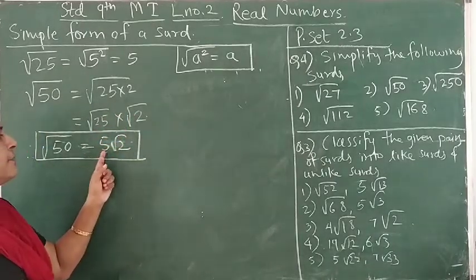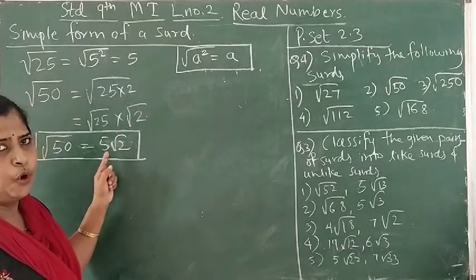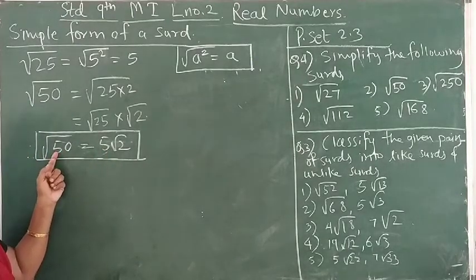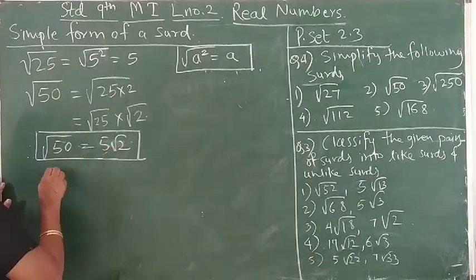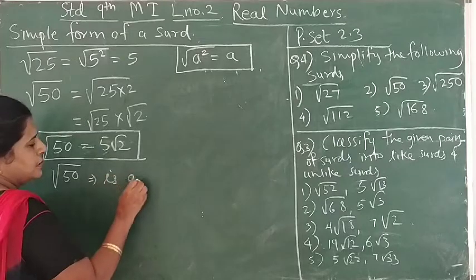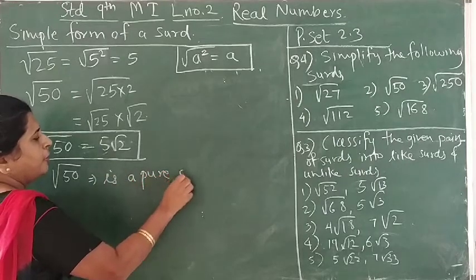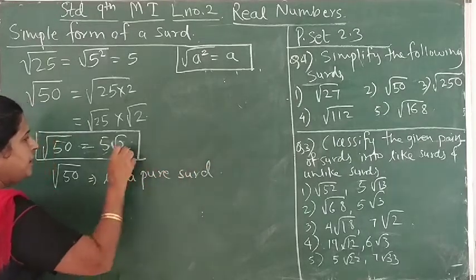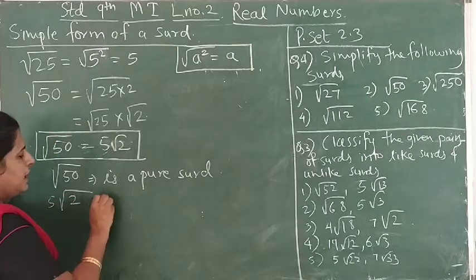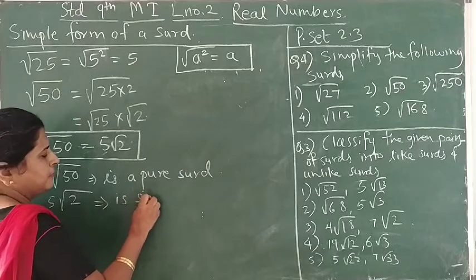Now this is the simplest form of the surd square root of 50. Square root of 50 is also a surd, but we can say square root of 50 is a pure surd. It is an example of a pure surd, and here 5 times square root of 2 is the simplest form.